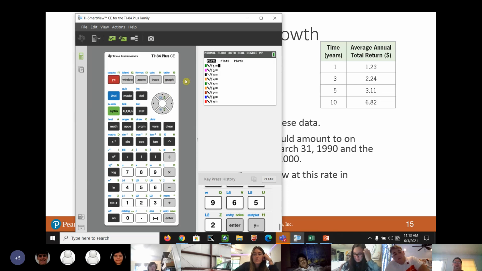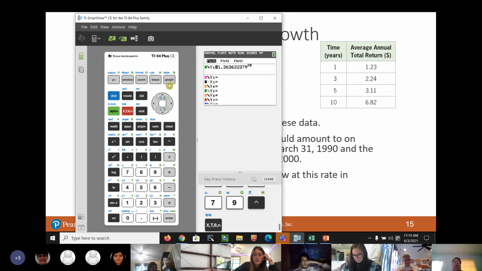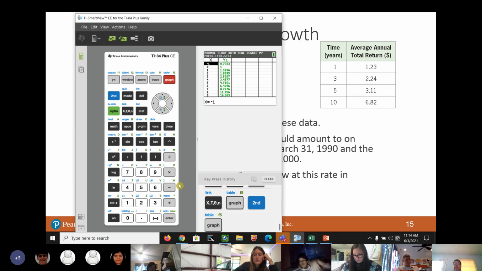So y is equal to 1.393632379 to the x power, and graph. And I still don't think it's right, but anyway, that don't look right. And you can hit second table, and it will tell you the values that you're wanting.